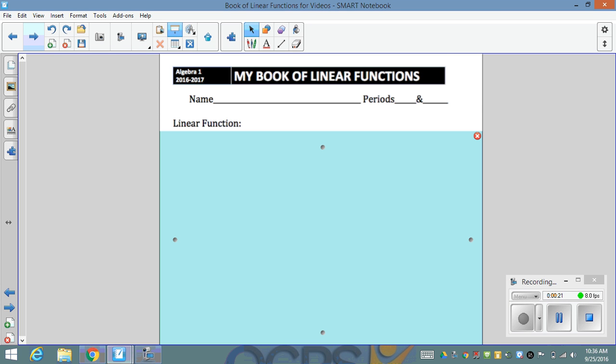So let's start by putting our name and our class periods so that if it gets left behind, we know who to return it to. Then we're going to go through some definitions, starting with linear function.